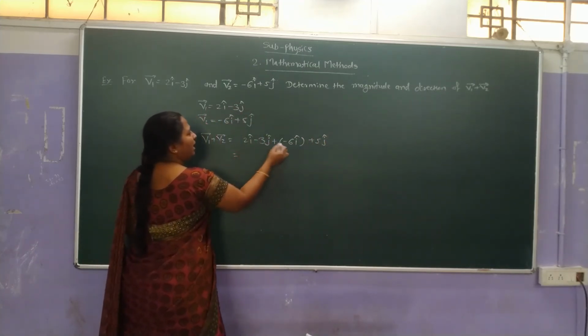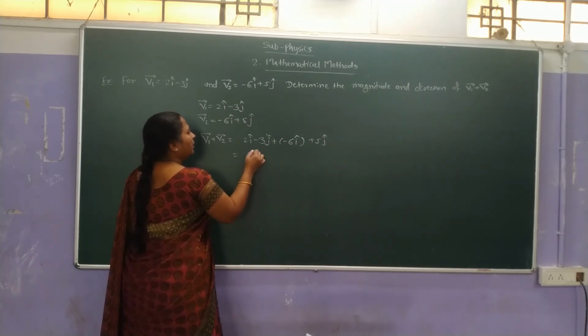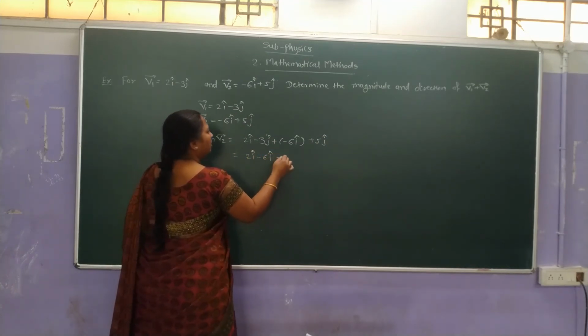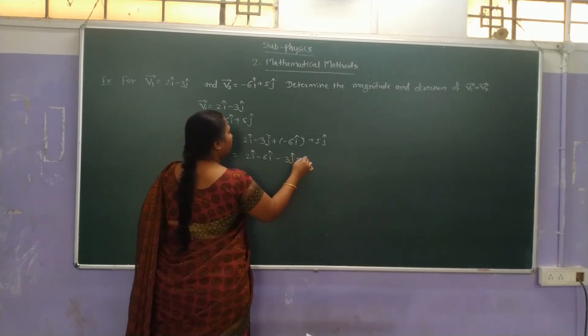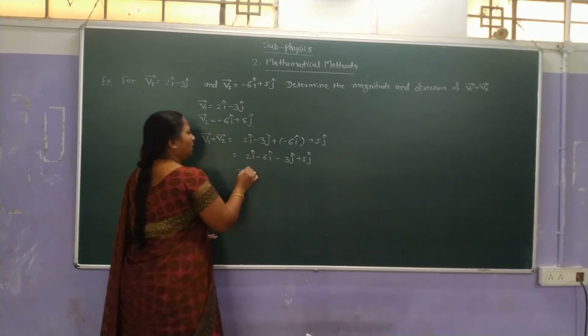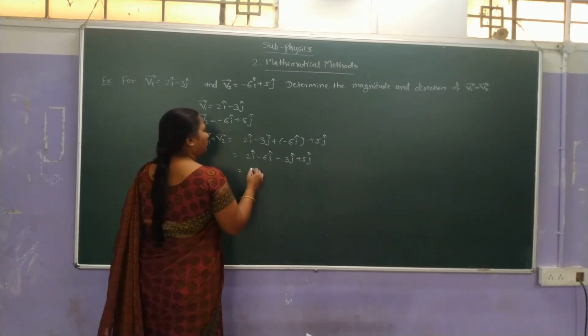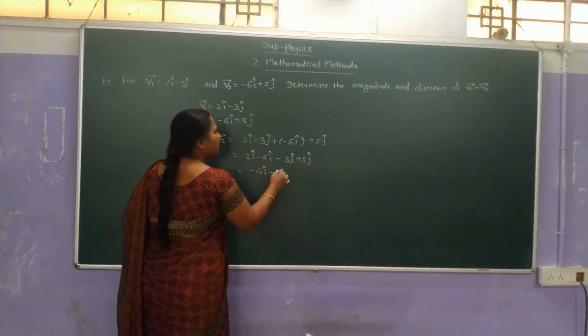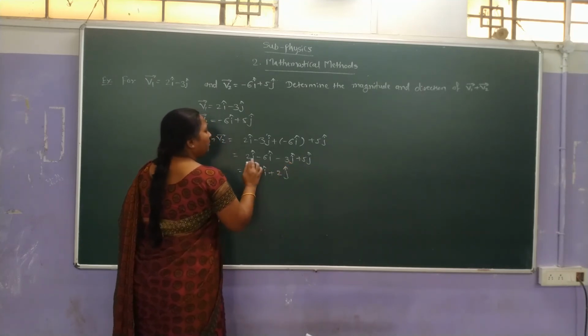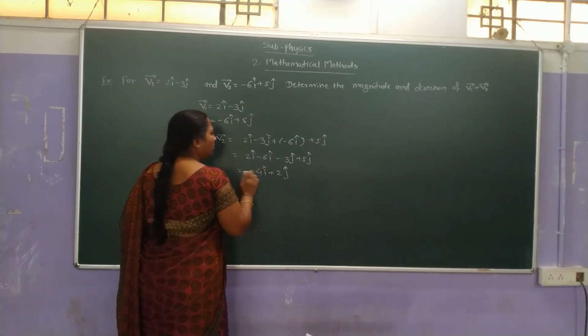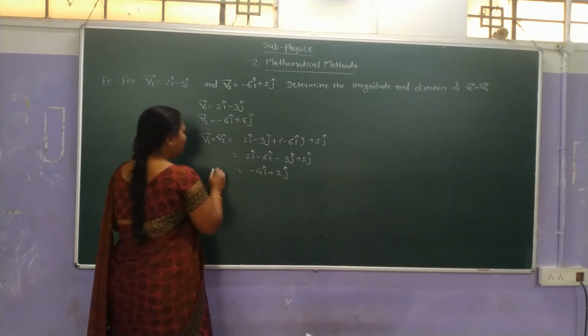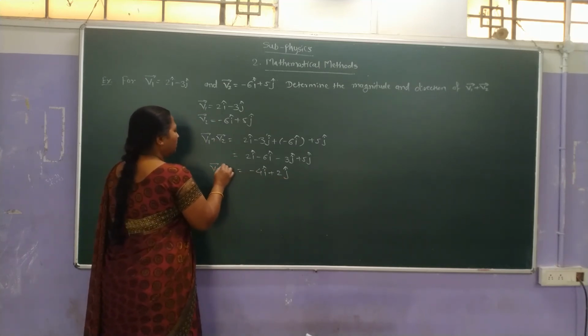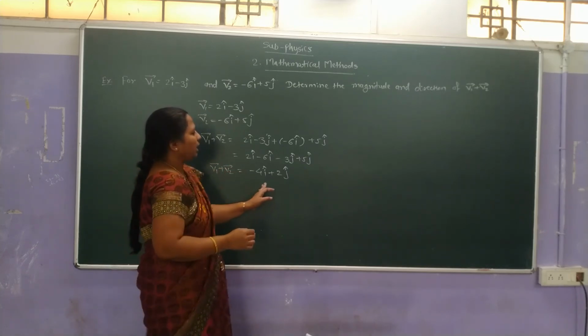The i components: 2i vector minus 6i vector, and the j components: minus 3j vector plus 5j vector. 2i minus 6i is minus 4i vector. Minus 3j plus 5j means plus 2j component, 5 minus 3 means 2j. And 2 minus 6 means minus 4, so minus 4i plus 2j. Therefore, v1 vector plus v2 vector is equal to minus 4i plus 2j.